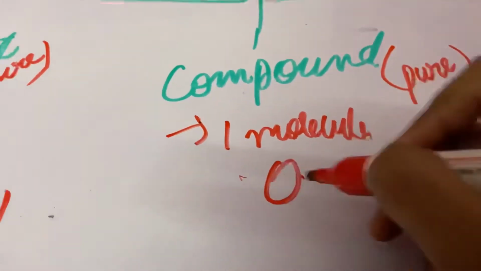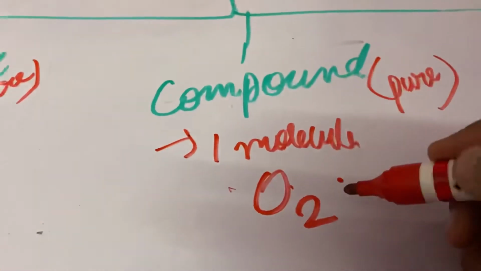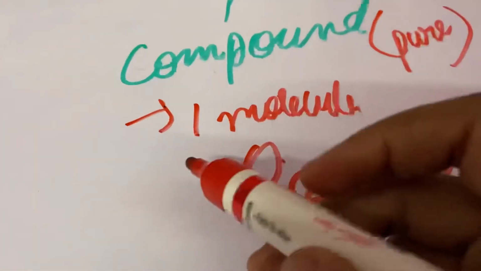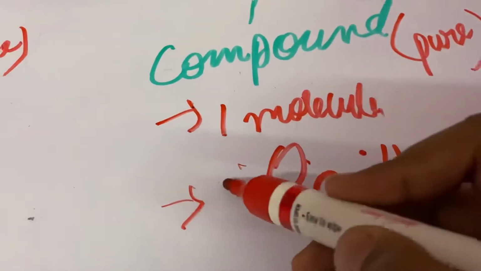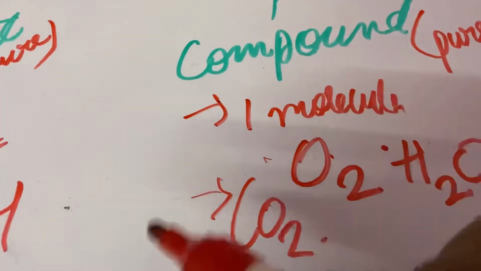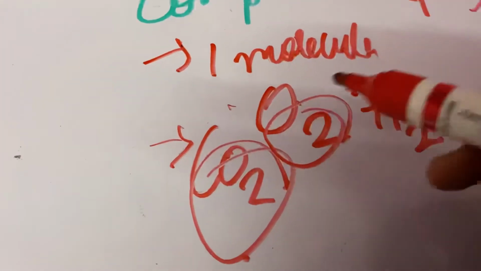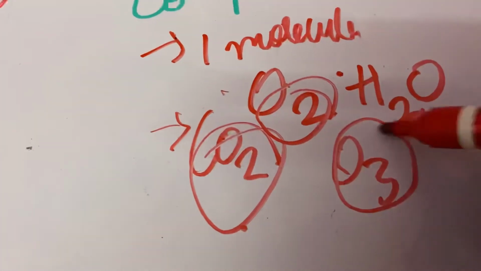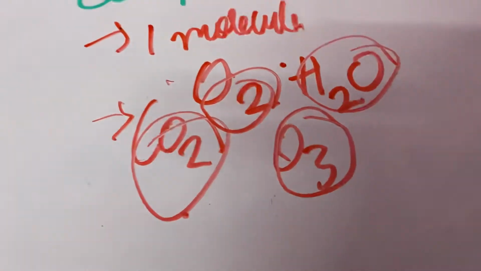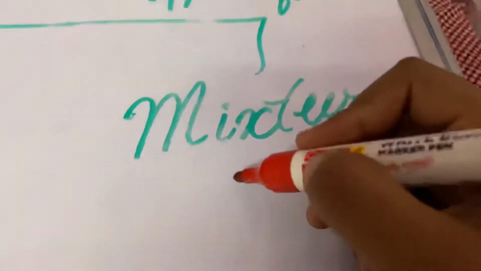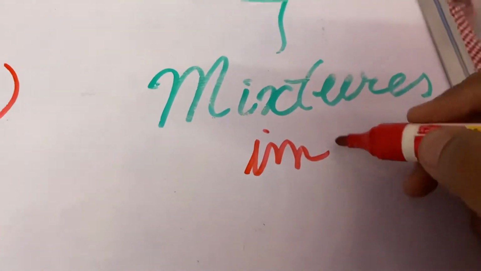Like I say O2, that is pure oxygen. H2O, it is a compound. CO2, it is a compound. That's pure carbon dioxide, that's pure oxygen, that's pure ozone, and that's pure water. So this is what a compound is. Next is mixture, and mixture is impure.